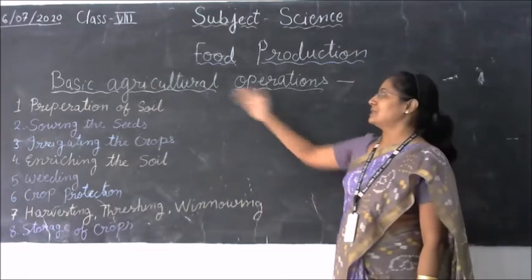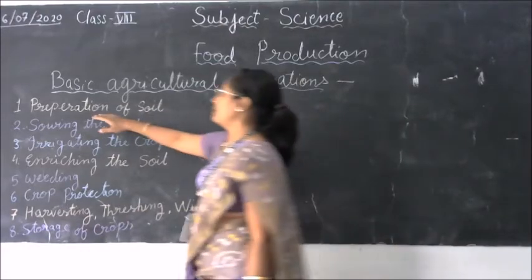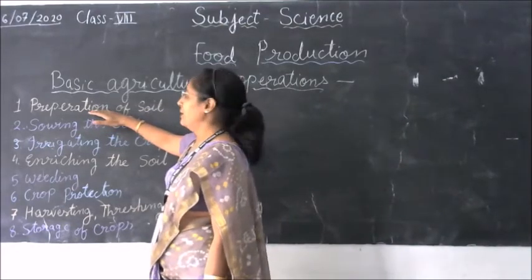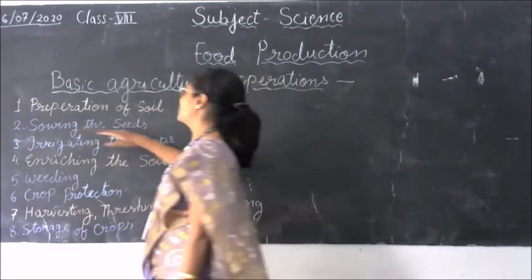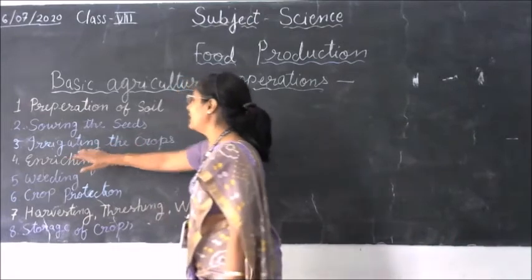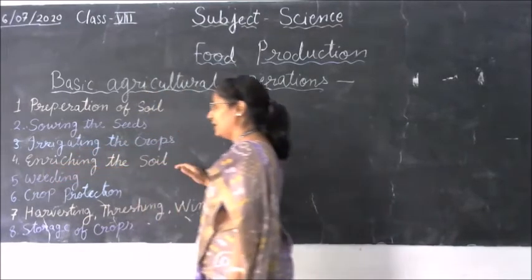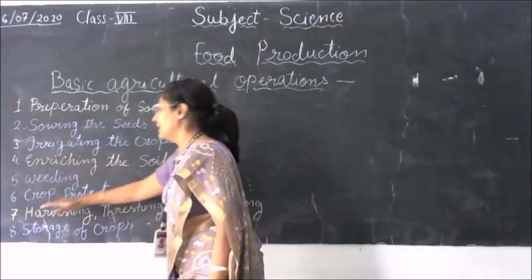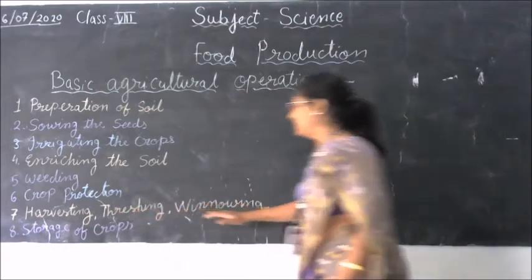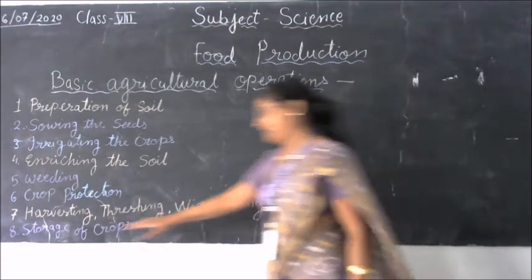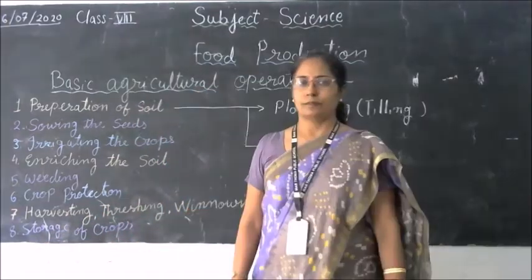Let us practice the basic agriculture operations today. First is preparation of soil. We will learn all the points in detail. Second is sowing the seeds. Third is irrigating the crops. Then enriching the soil. Then weeding. Then crop protection. Then harvesting, threshing, winnowing. And the last step, and very important, is storage of crops.